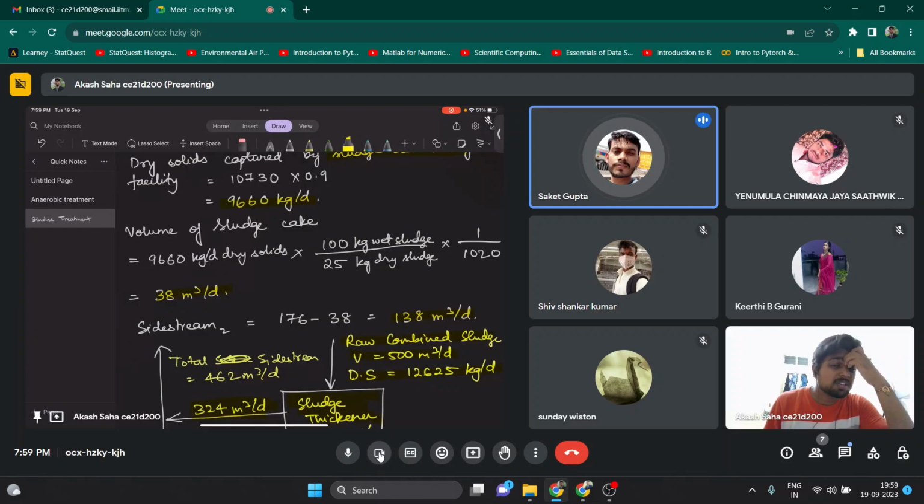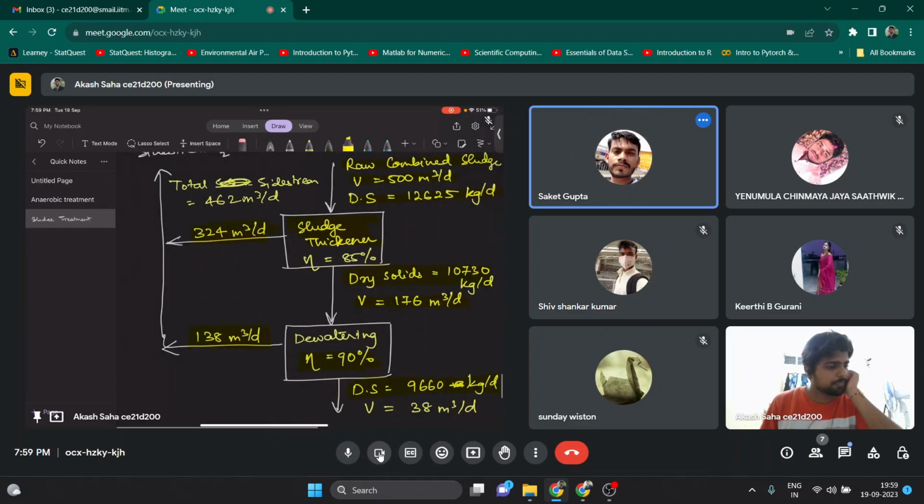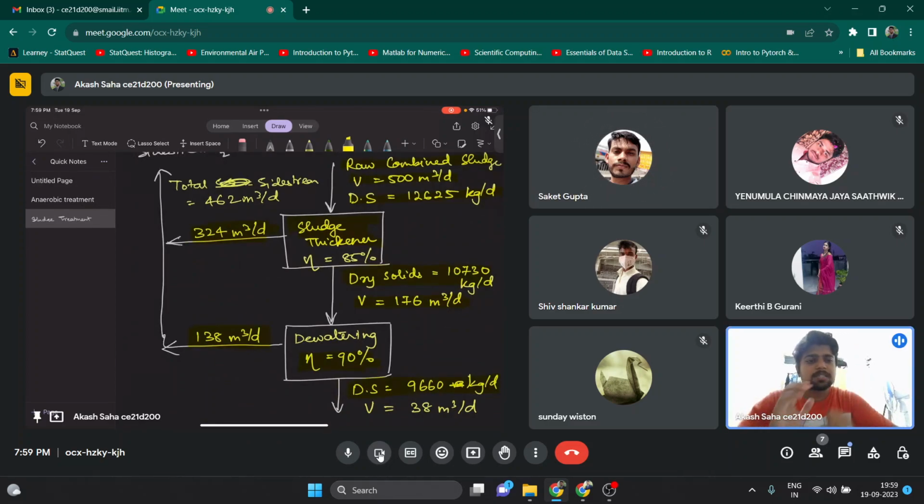Sir, in this diagram, there are two side streams, right? Yes, with two side streams because there are two different systems. First there is a sludge thickener, and from the thickener one side stream, the water, will come, and from the dewatering, again one side stream will come. Since there are two operations, one after another, there will be two side streams.